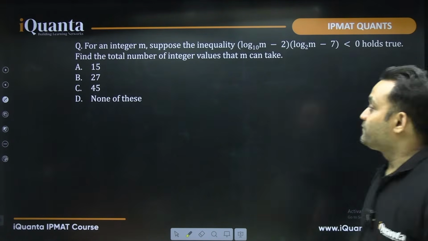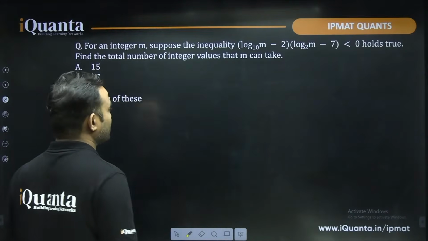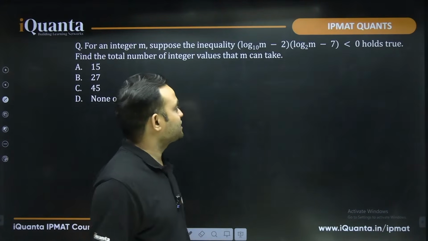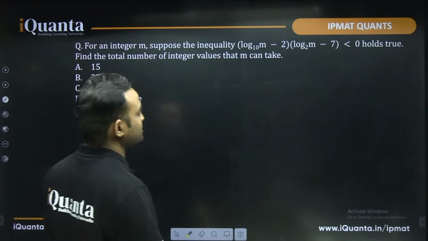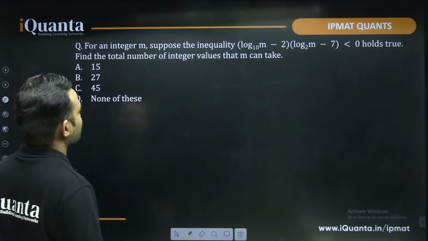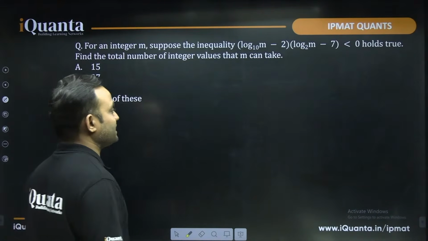For an integer m, suppose the inequality log m to the base 10 minus 2 into log m to the base 2 minus 7 is less than 0 holds true. Find the total number of integer values that m can take.